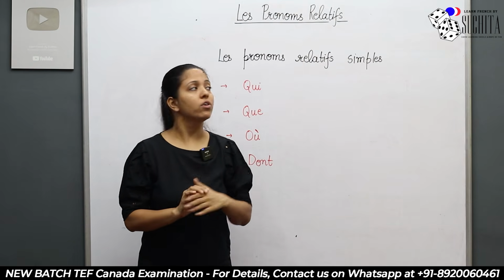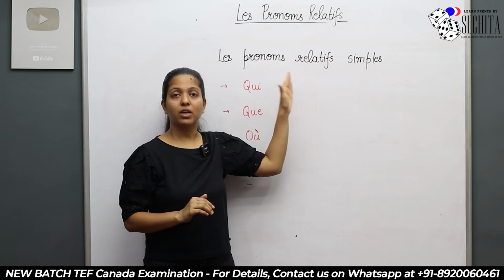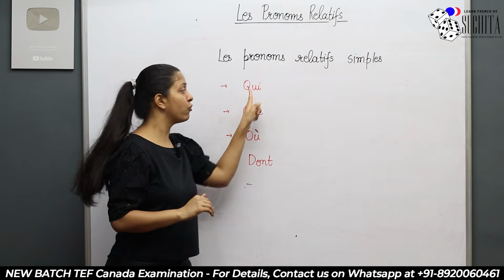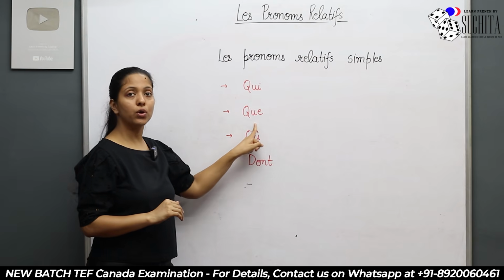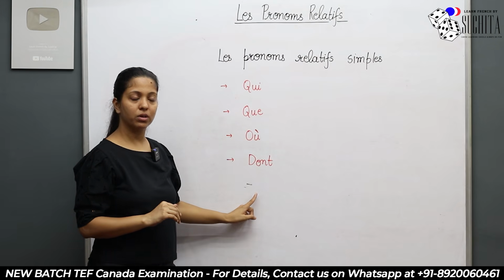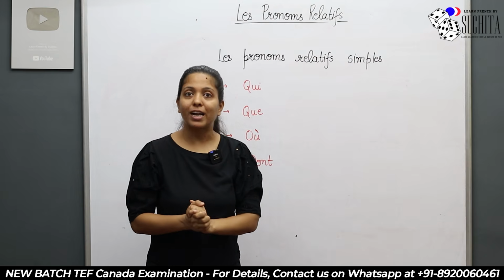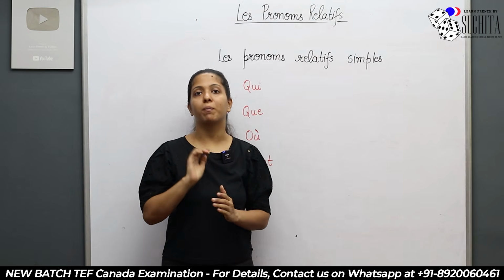Now, there are 4 simple relative pronouns. Les pronoms relatifs simples, when we are talking about les pronoms relatifs simples, there are 4. Qui, que, où, and dont. Right? There are 4 relative pronouns, simple relative pronouns. So that is why I have divided the series into 4 parts.